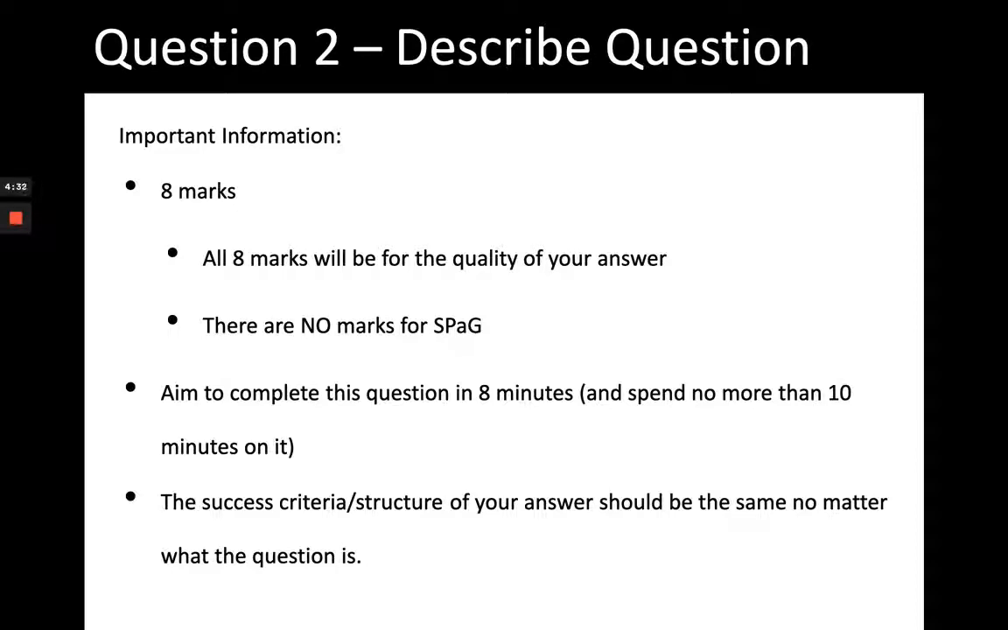I know it's hard to stick to this structure when you're at home doing online learning, but if you can try and do it in the 8 minutes, that would be absolutely fantastic. One thing to note is the success criteria / structure of this question will always be the same no matter what the actual question is asking of you. So how you answer it will be exactly the same no matter whether you're asked about prohibition, the Wall Street crash, or the segregation laws. They're always going to be answered in the same way.